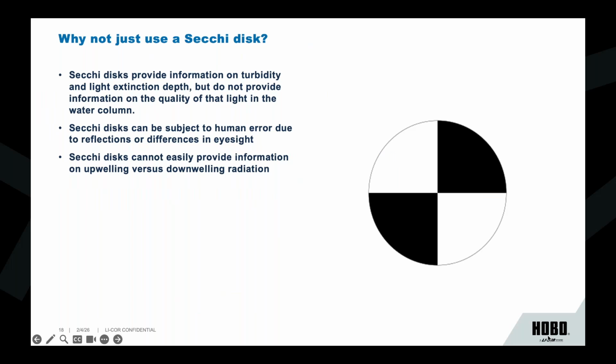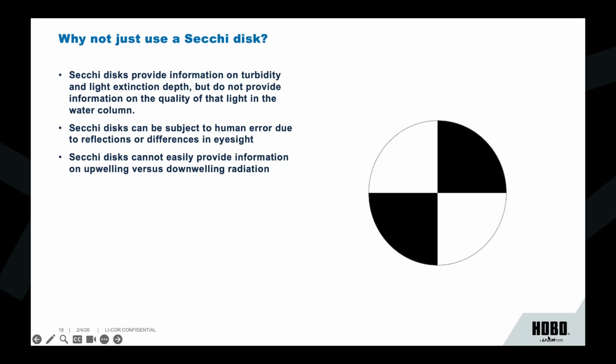So just using a Secchi disk would help us with light extinction depth, but it doesn't tell us the information about the quality of light. It also can't provide information. It also can be subject to human error due to reflections or differences in eyesight. I think we've all been in a situation where someone says, I can see that, and someone says, no, I'm not sure what you're talking about.